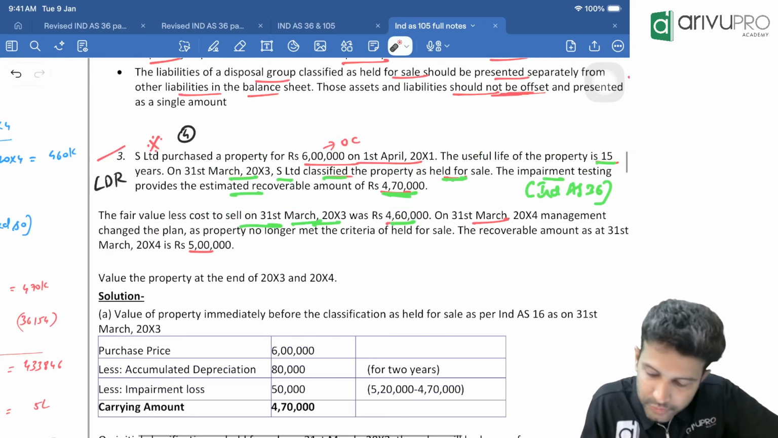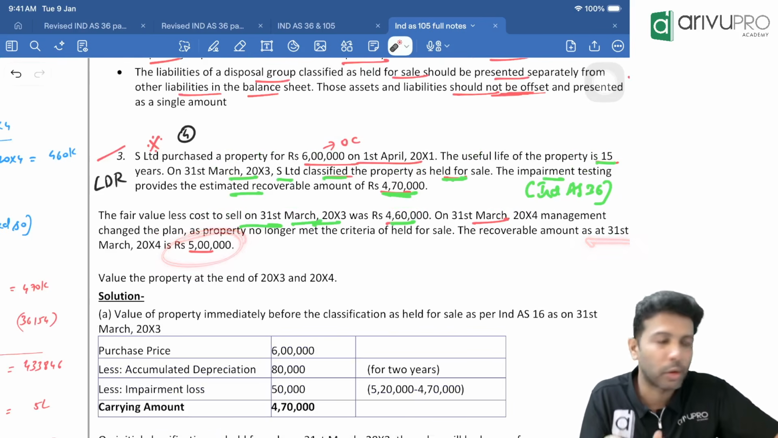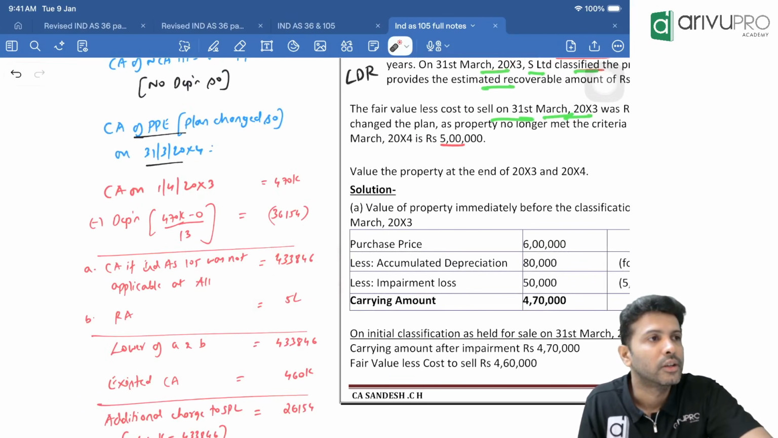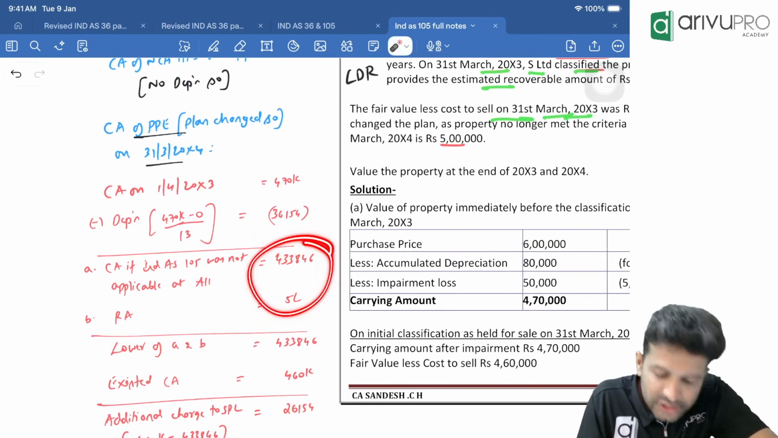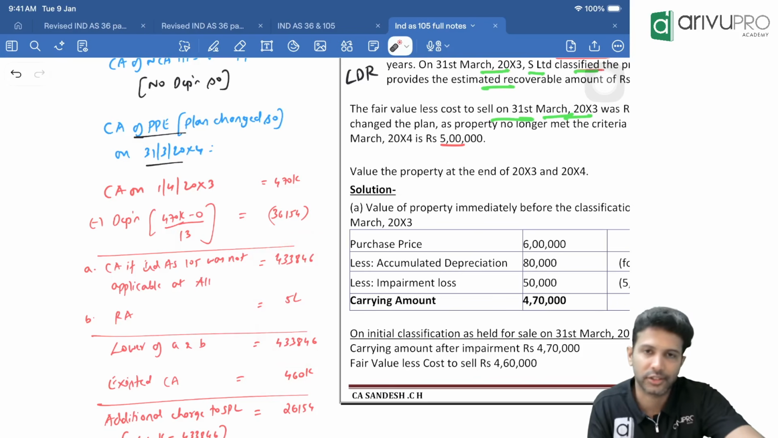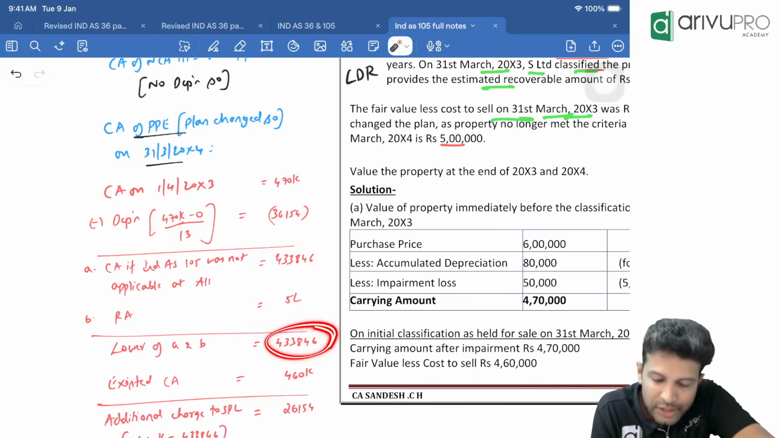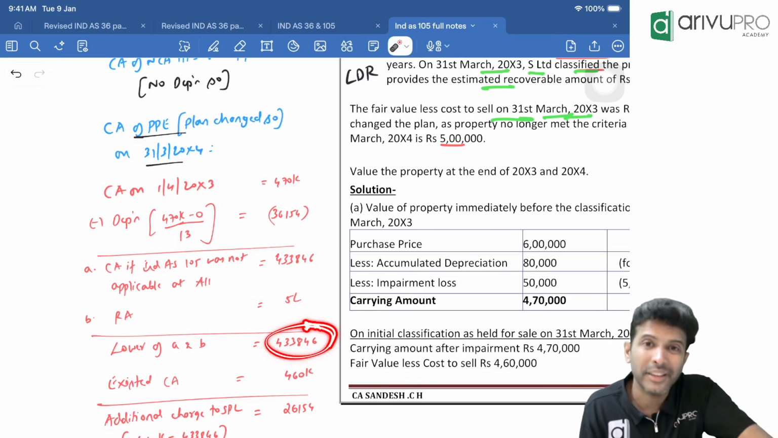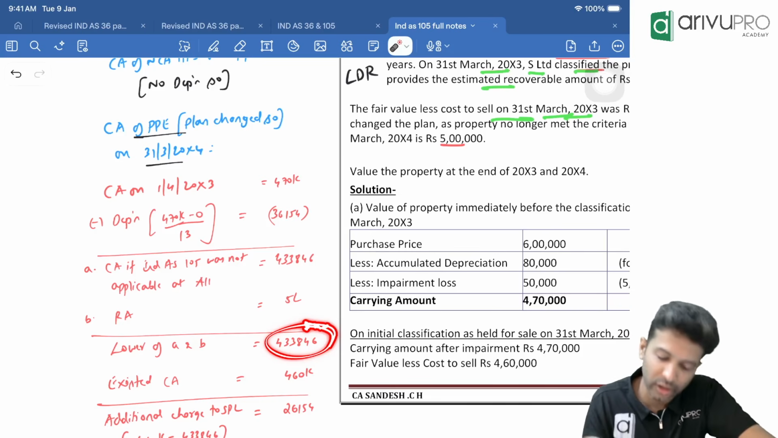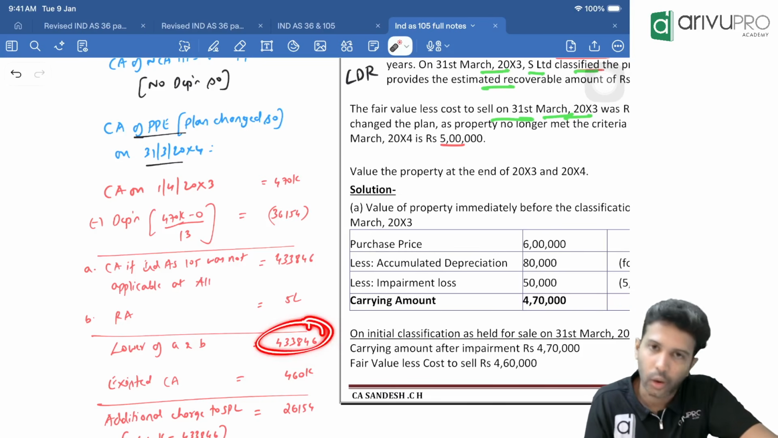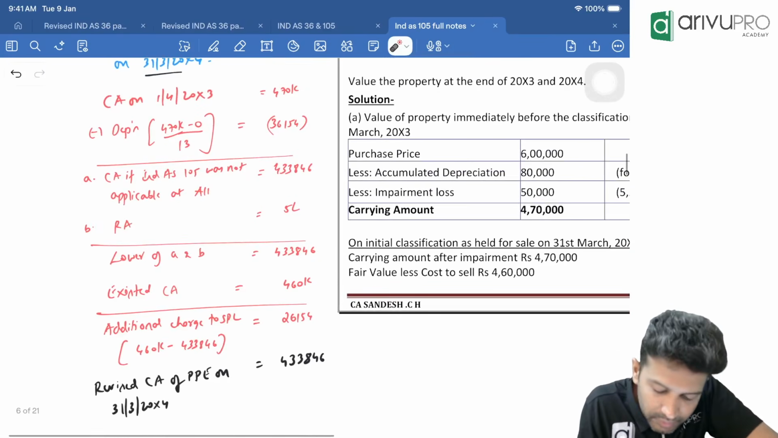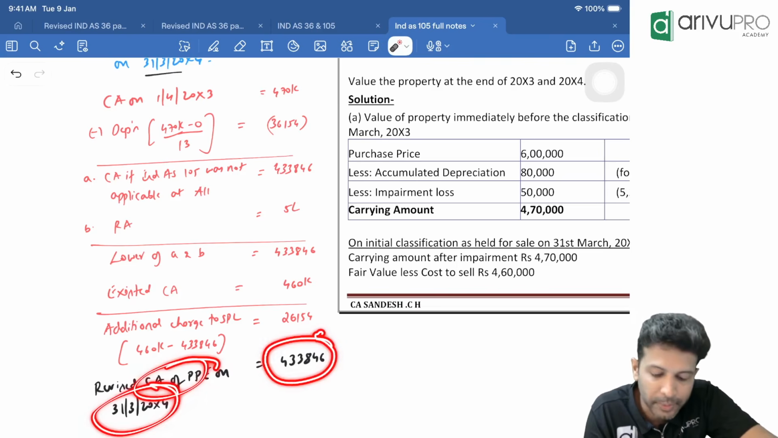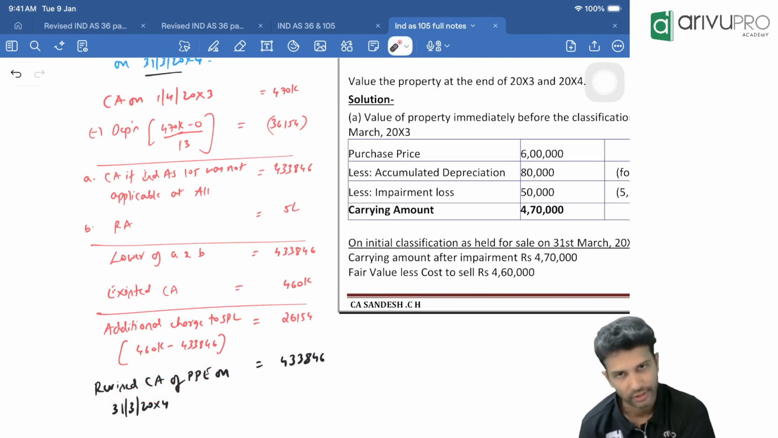On 31st March 20x4, what is the recoverable amount? It is given how much? 5 lakh. So it is the lower of these two. Which is the lower of these two? 433,846. Going forward on 31st March 20x4, it is no more non-current assets held for sale. Plan change, no? So category also you need to change. So it becomes PPE. So the revised carrying amount of PPE on 31st March 20x4 will be 433,846.